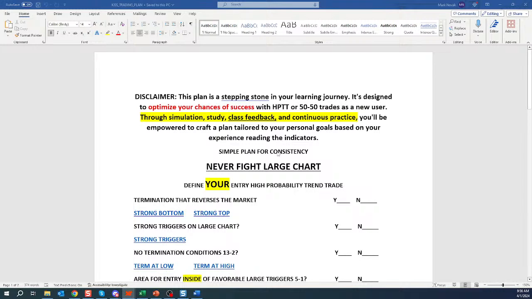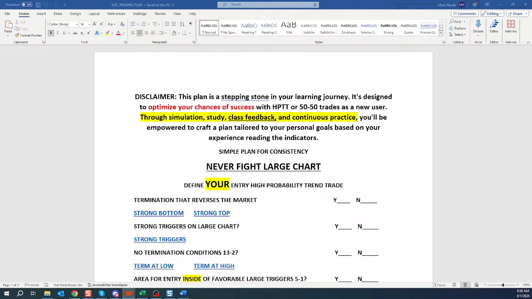This is the KISS plan, the Keep It Simple Sunshine. Thank you, Bobby T plan. And this plan is a stepping stone in your learning journey. And it's designed to optimize your chances of success with the high probability trend trade or the 50-50 trade as a new user. Optimize your chances of success. What an outstanding phrase, reminding you that if you can find it within you to follow this plan, you have optimized your chances of success.